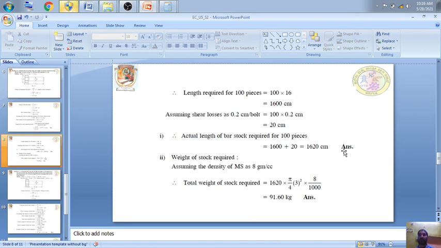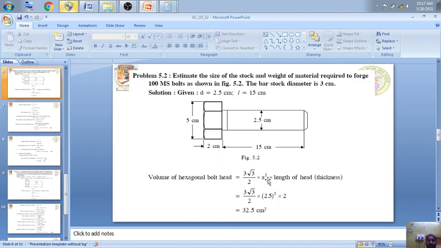Now we need to find the weight of the 100 MS bolts. So this is the length. The volume is given by pi d square by 4 into length. The diameter is given as 3 centimeters, so pi into 3 square by 4, that is the area, multiplied by the length of the bar stock, is the volume of total 100 MS bolts. Multiplied by density, we are assuming 8 divided by 1000, that will give you the weight in kg. So 91.60 kg is the weight of the bar stock required for preparing 100 MS bolts, as shown in the figure. Okay.